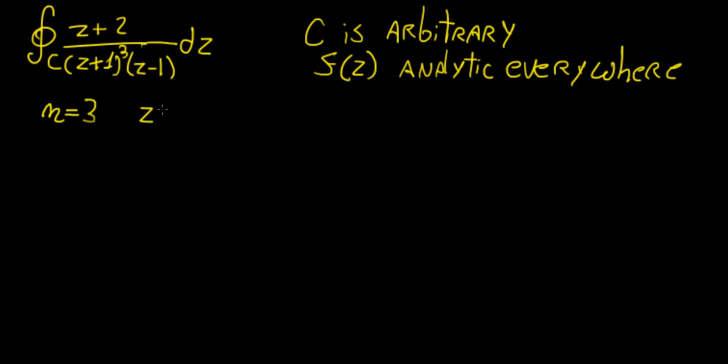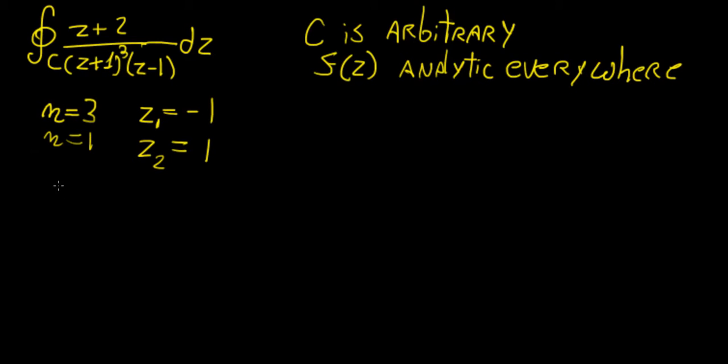And the value of z, let's call this z1, z1 is equal to minus 1. And then we have another pole here of order 1, so n equals 1. And let's call this z2 equals 1. So those are the 2 poles. So what it means by analytic everywhere is that we need to take into consideration all poles, and that all these poles are going to be included in the calculation of residues.